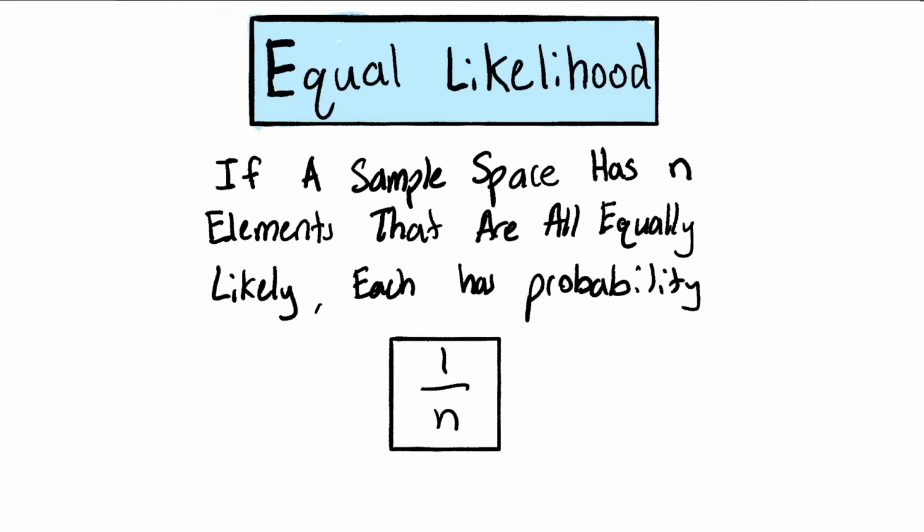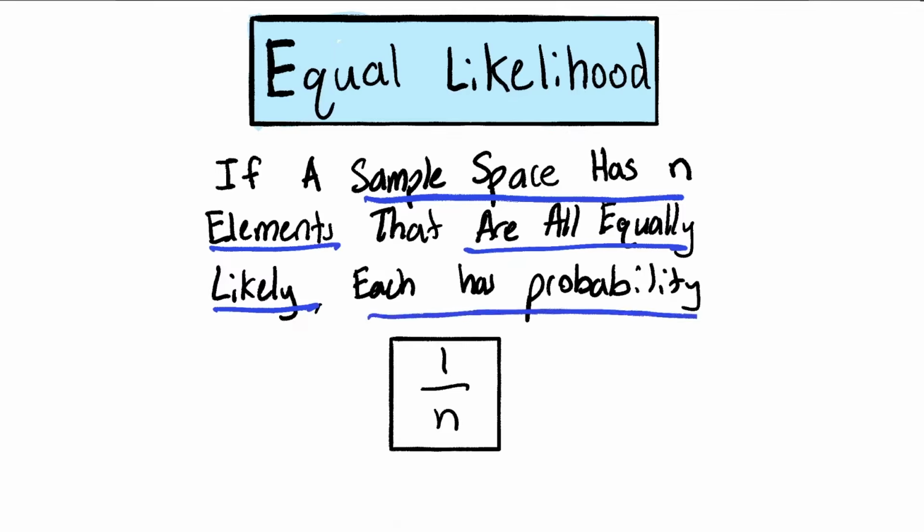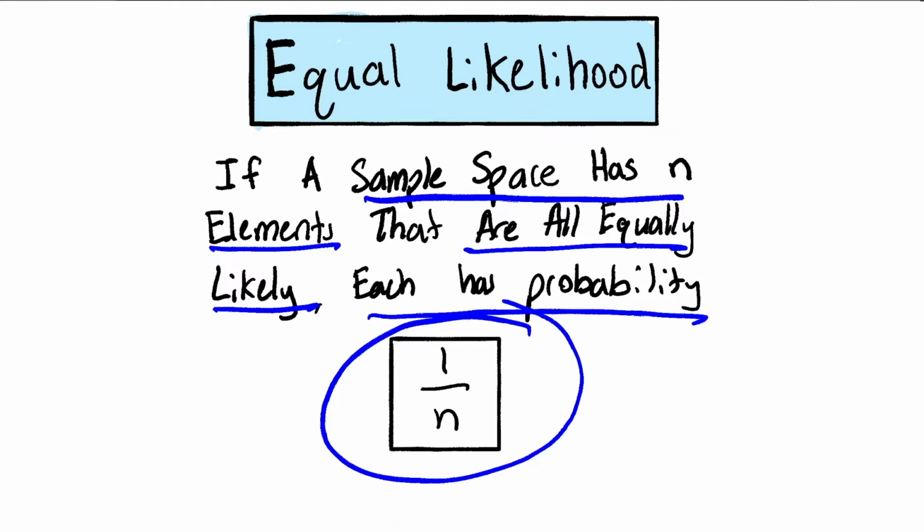The next important topic to cover is called equal likelihood. And this is a pretty intuitive concept. If a sample space has n elements that are all equally likely, each has probability 1 over n. The main idea here is, if there's n outcomes and all of them are equally likely, each of them has a probability of 1 over n.